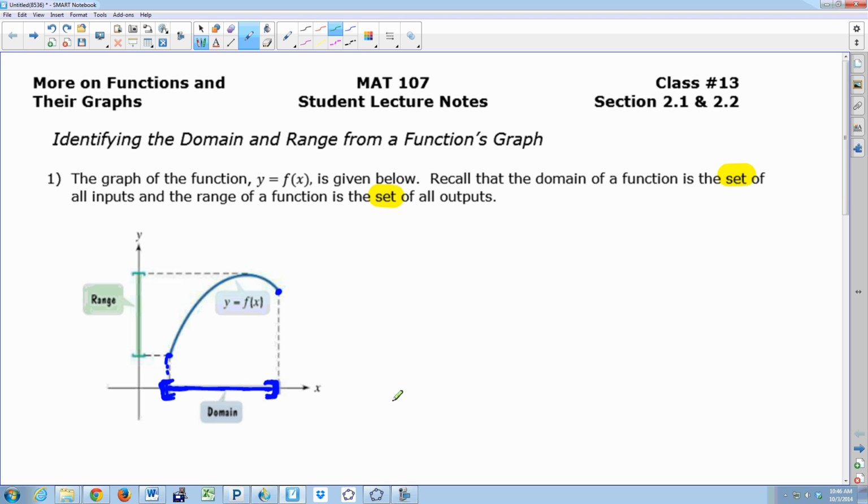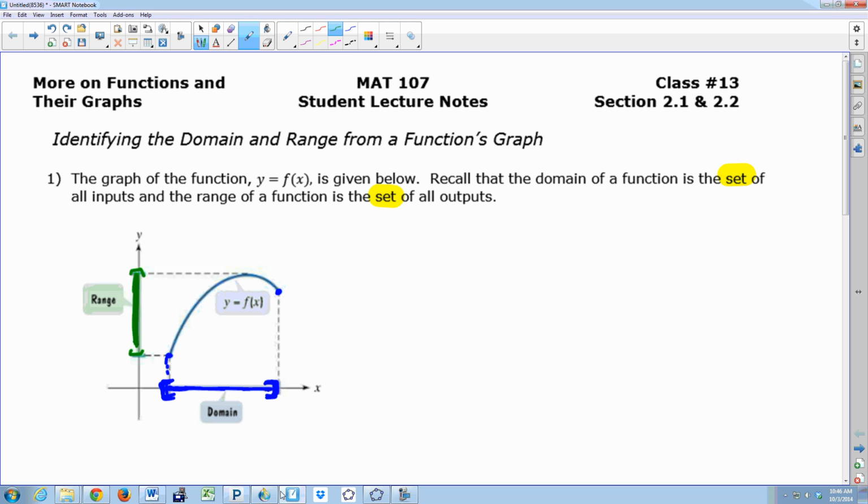Similarly, for the output, you look for the smallest value output and the highest. So you come right over here, and here's your lowest value of the output, and here's your maximum value. And so that would be the range. Again, this is sort of theoretical. You're looking at it with no numbers, so we can't write the actual interval down for the domain and range.